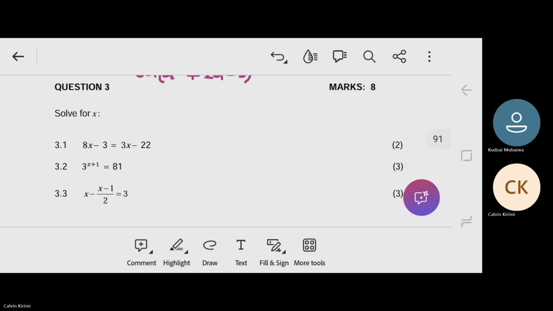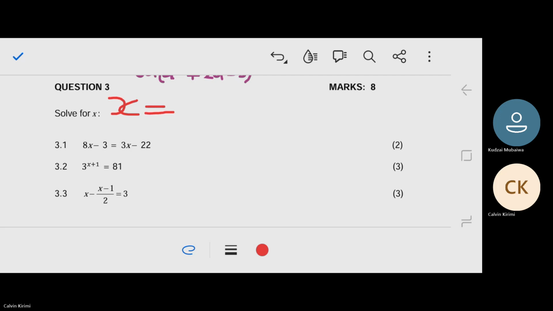Sir, I'm done. What is x equal? X is equal to 7. Okay, let's verify together. So to get rid of that denominator fraction, what did you multiply each term by? By 2. That's good. So 2 times x, you get 2x. Minus 2 times that 2, it cancels, so you'll be left with x minus 1. Minus 1. Then 2 times 3 becomes 6.